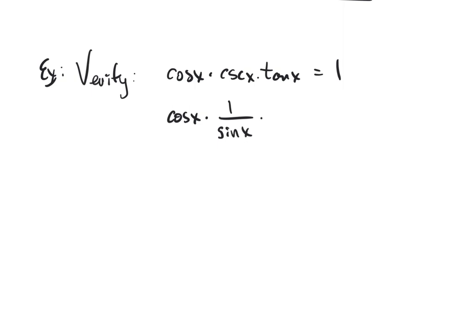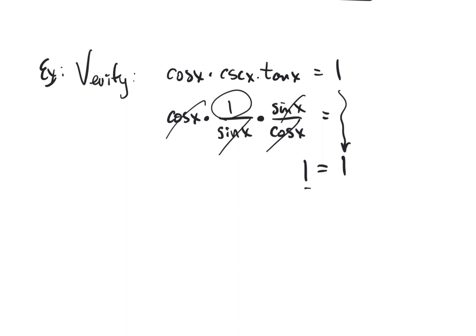And we could rewrite tangent using its quotient identity. Tangent is equal to sine over cosine. And because we have multiplication going on everywhere, very similar to the problem we did from yesterday, the cosine cancels top and bottom, the sine cancels top and bottom, and the only thing we're left with is 1. And again, you can now see that we verified the left side and the right side are equal to each other.